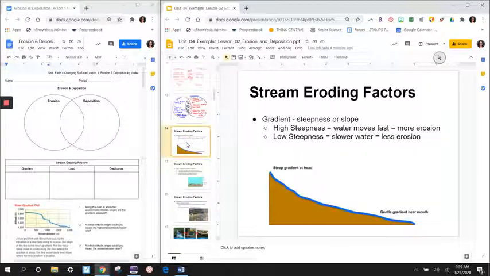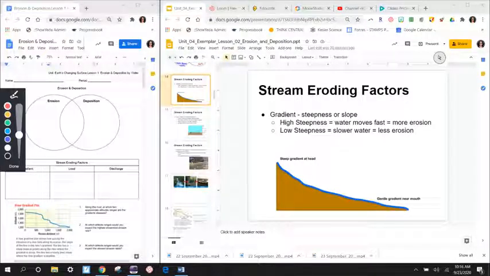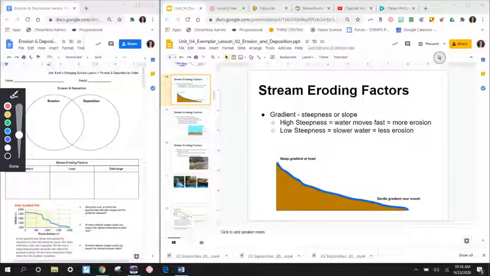So we're going to start with stream erosion. There's lots of different ways that materials can be eroded, but we are looking to start out with stream erosion. Where you're going to put the stream eroding factors is there is a box on your notes. You are going to use this box down here to focus on the stream eroding factors.